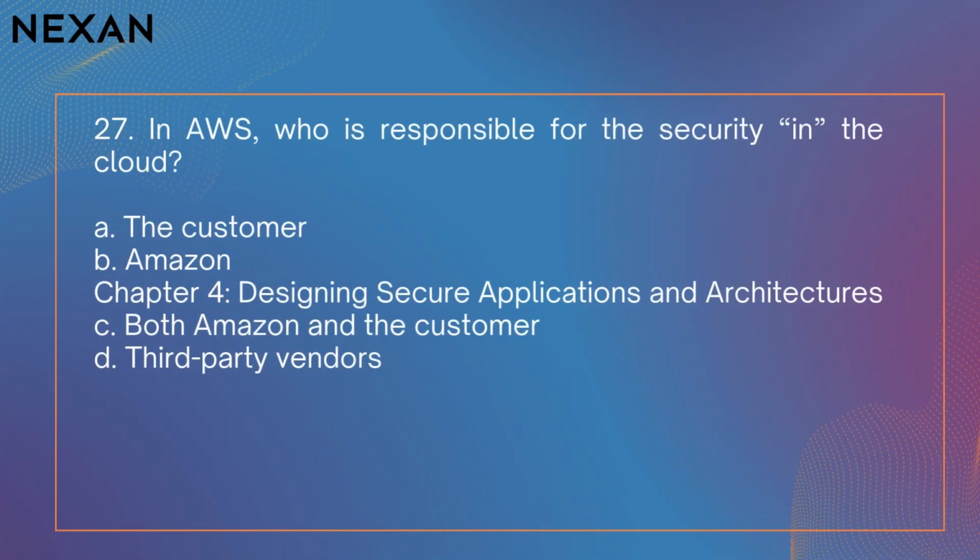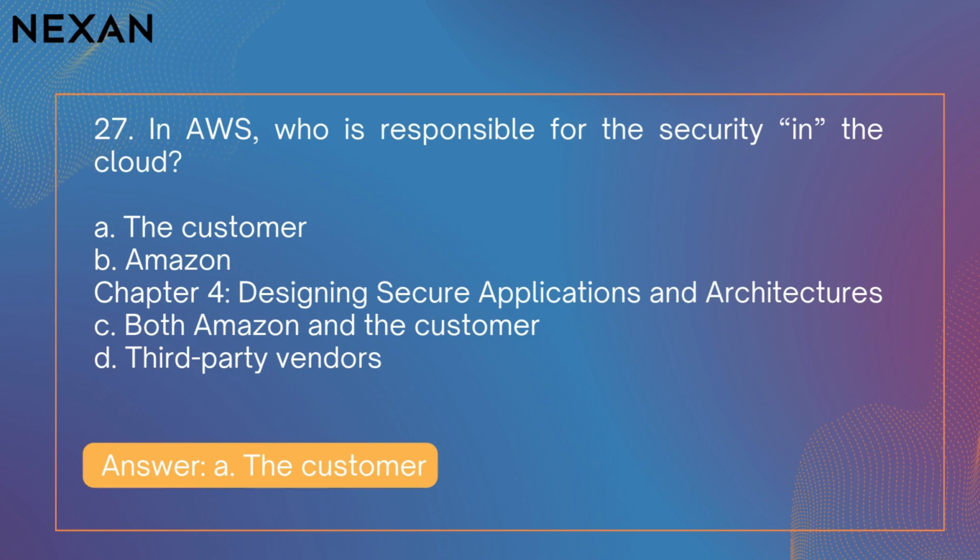27. In AWS, who is responsible for security in the cloud? A. The customer. B. Amazon. C. Both Amazon and the customer. D. Third-party vendors. Answer A. The customer.